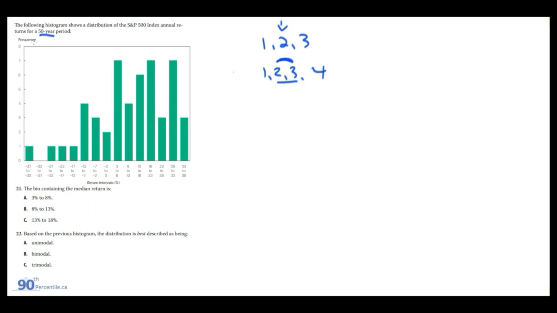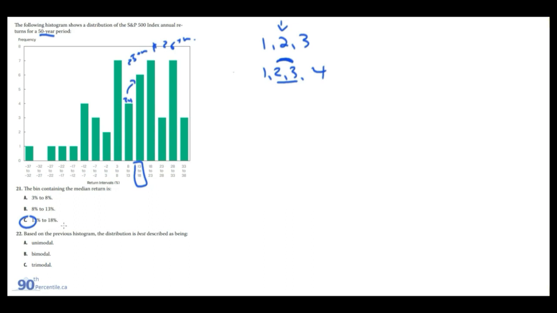data points. So here we can do some really quick math to figure out where the 25th and 26th observations lie. If we add these up from left to right, we have 1, 2, 3, 4. 4 plus 4 is 8, plus 3 is 11, plus 2 is 13, plus 7 is 20, and then 8 to 13, this brings us to 24. And then as we come here, we have 6 observations in the 13 to 18%, and this is where the 25th and 26th observations lie. So the bin containing the median return is C, 13 to 18.